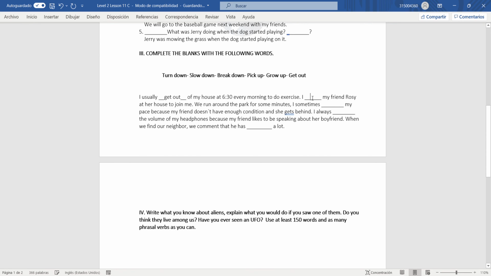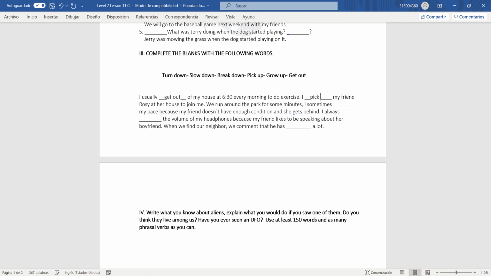So in that case, you can use pick up, right? So we have already used pick up. You can mark them and get out. Then we run around the park for some minutes. I sometimes blank my pace, pace means like the speed you are going, because my friend doesn't have enough condition and she gets behind. So in this case you can use slow down, right? To reduce the speed. So we have already used slow down.